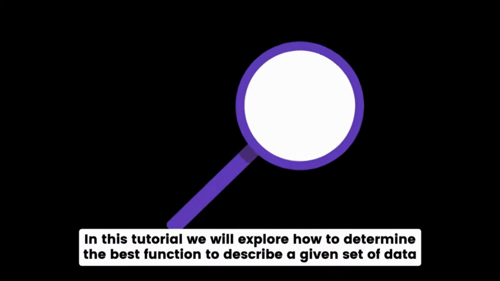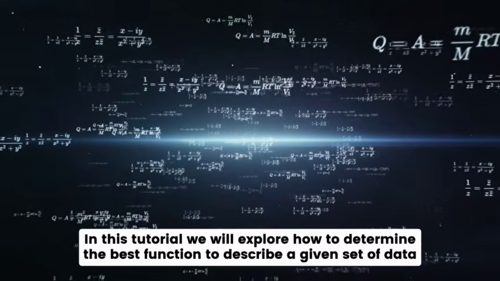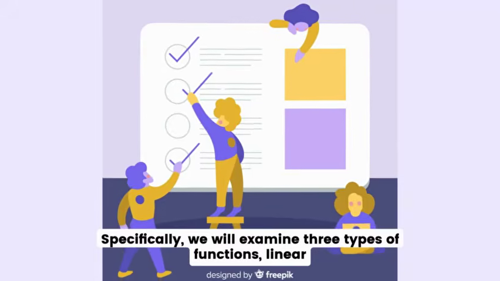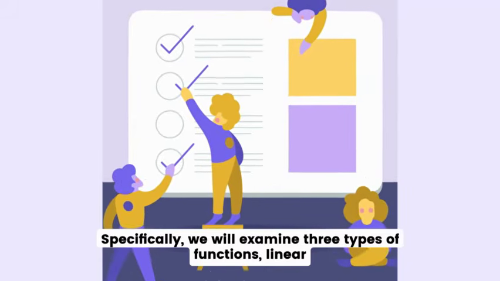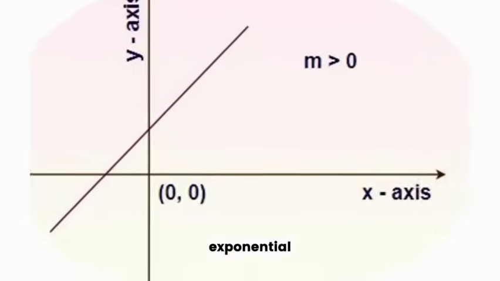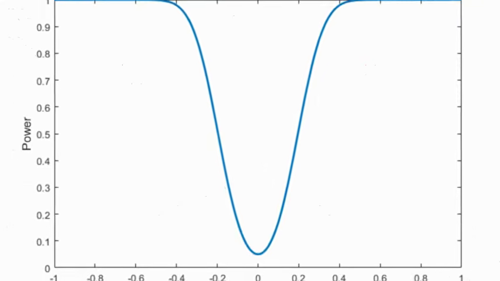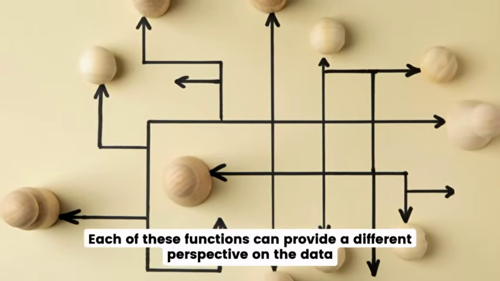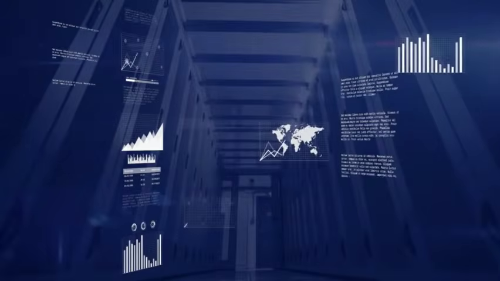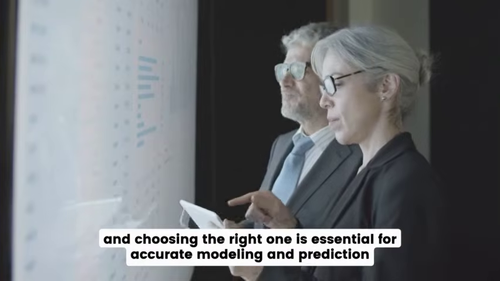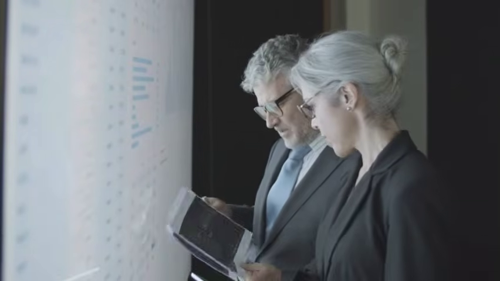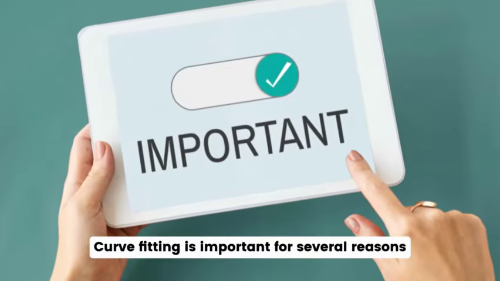In this tutorial, we will explore how to determine the best function to describe a given set of data points. Specifically, we will examine three types of functions: linear, exponential, and power. Each of these functions can provide a different perspective on the data, and choosing the right one is essential for accurate modeling and prediction. Curve fitting is important for many reasons.